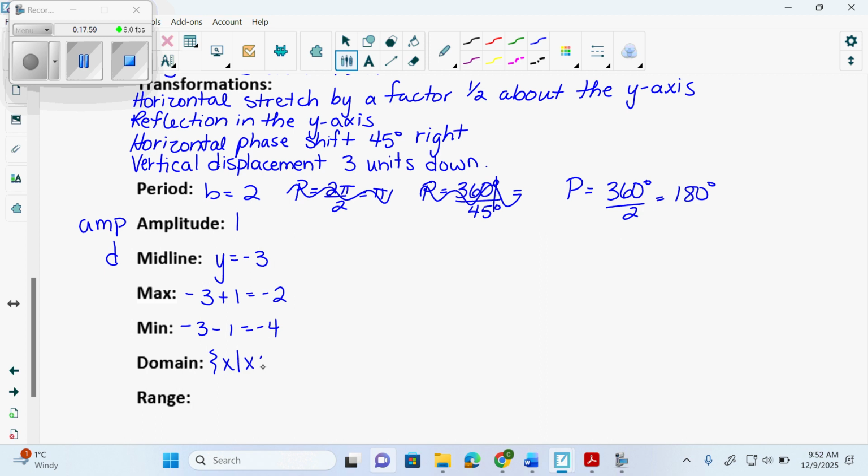Domain, x such that x is an element of the reals. Range, y such that -4 is less than or equal to y is less than or equal to -2. YER. -4, -2. What notation is this? Set notation, because it says the set of. What notation is this? Interval, because it's between two numbers. Oh. We'll eventually get there.